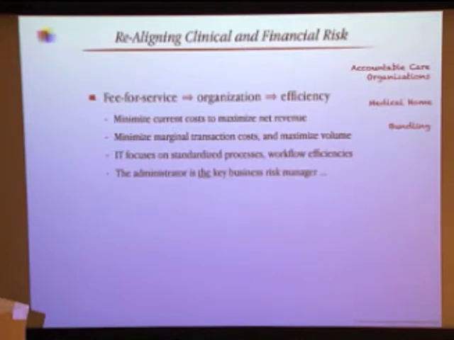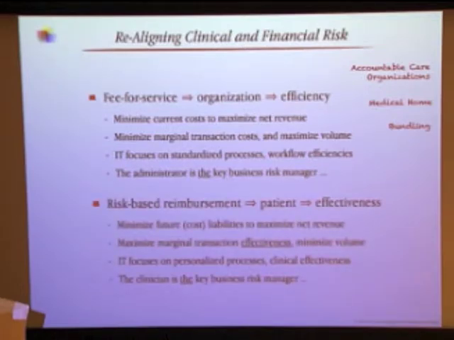That's where we've been. Where we're going is what I call risk-based reimbursement. Now, I'm not talking about you get paid because you have outcome measures or metrics at a certain level. I'm talking about that you actually have financial risk for the patient, that if the patient walks across the street and gets hit by a car, you're picking up the tab, not somebody else. This is full risk. And what ends up happening is the centerpiece is not the organization, it's the patient. And the most important thing is not efficiency, although it's always important, but effectiveness. How well do I do things?